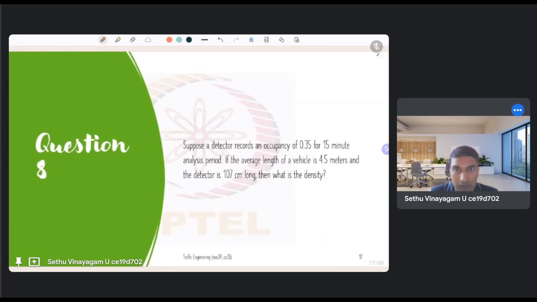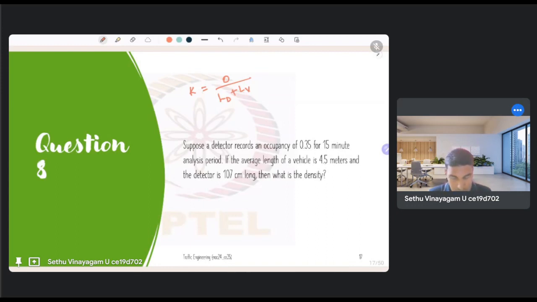So our analysis period is 15 minutes. Out of this 15 minutes, for 35% of the time, a vehicle was occupying the detector. And the length of the vehicle can be taken as 4.5 meters on average, right? And the length of the detector itself is 107 centimeters, right? So we want to derive the density from this information. So the relationship between occupancy and density is occupancy divided by the length of the detector plus the average length of the vehicle. Okay, so if we know these three values, we can estimate what the density is for that corresponding road section.